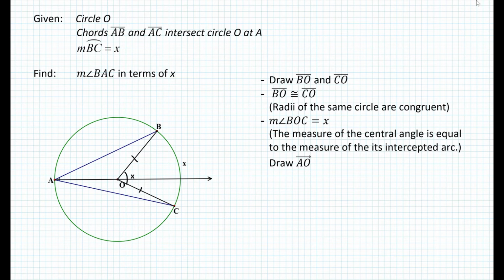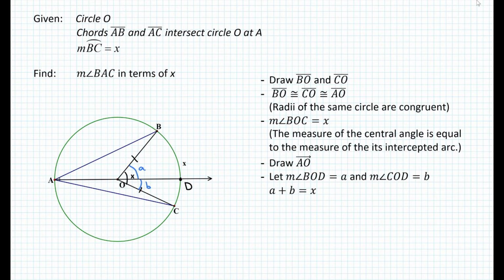Notice that here we're creating two new angles. And let's also call this point over here point D, so we can refer to it. So we're going to let measure of angle BOD equal A and measure of angle COD equal B, as shown in the diagram. This means that angles A and B, if you sum them up, equal x. We also know that segment AO must be congruent to segments BO and CO respectively.